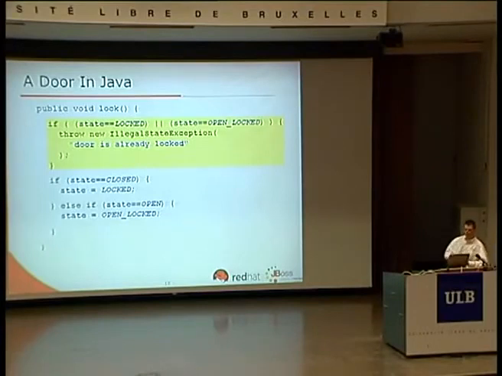Then the second part of the method is to update the state variable, because if you lock it, depending on your previous state, if it was closed, then you assign the locked state to the member field, and if it was open, you assign the open locked state. And that's the implementation of one of the 4 methods. So now we're going to look at how this same behavior is implemented with a JPDL process.